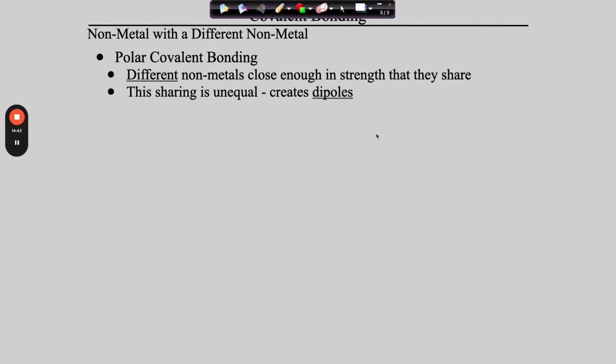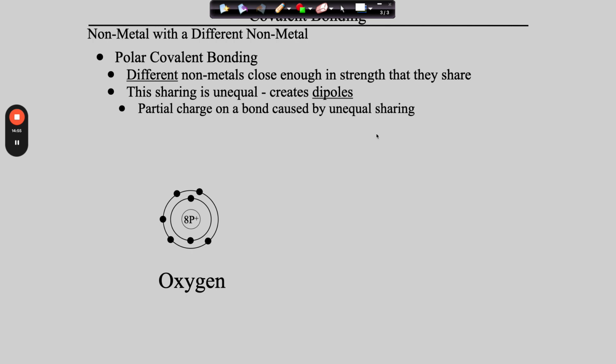And this is what creates what are called dipoles. Now, guys, dipoles are simply a partial charge on a bond created by unequal sharing. And you're going, wait a second, I don't exactly understand what this is. Guys, let me show you what it is, and let me show you how we deal with it. So grab your periodic tables, flip them over onto the back, find oxygen, find fluorine.